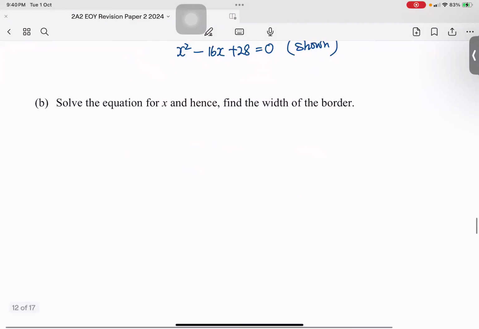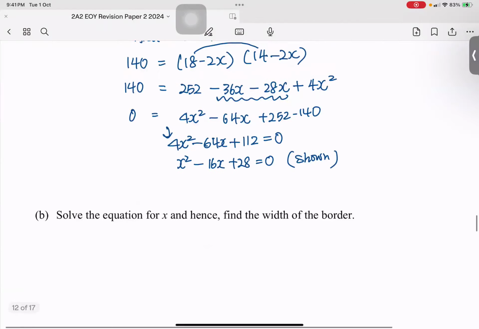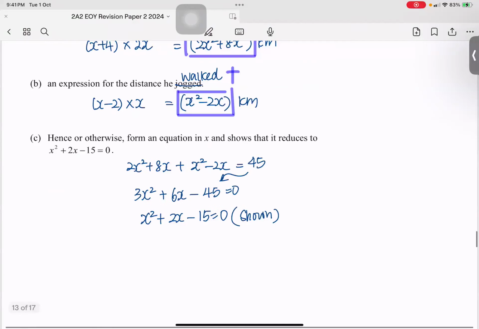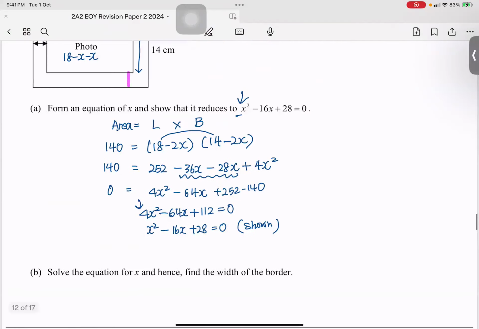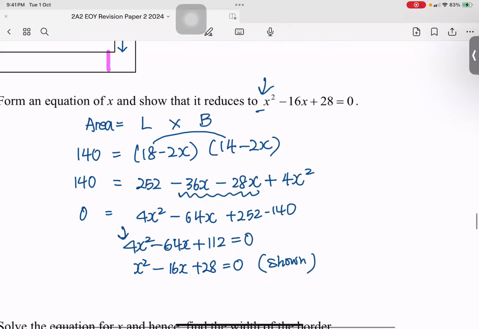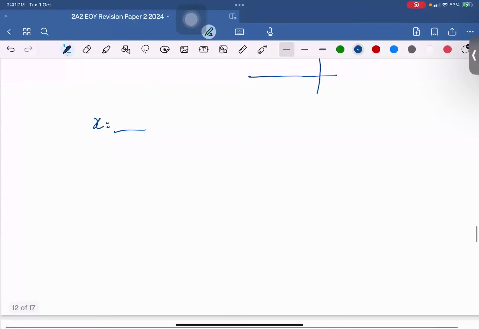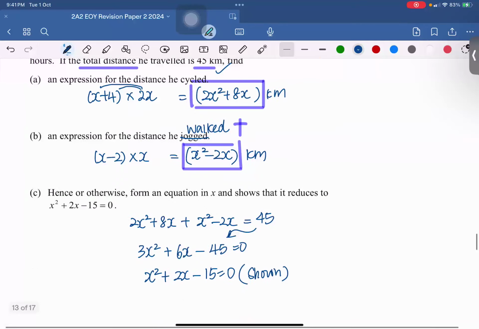Right, so this part is more or less done already. That one is not the final answer. This one is the answer for this part. The second part needs you to solve the equation. Then you find the width of the border. Then you find what x is now. Then you reject one of the values because they say find the width. Then the other questions are like this.